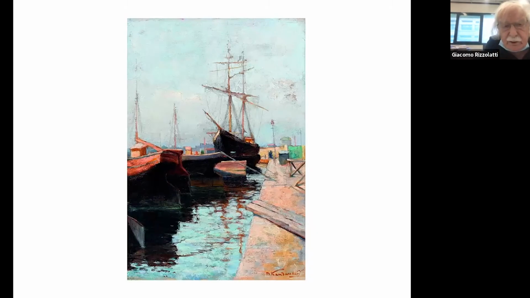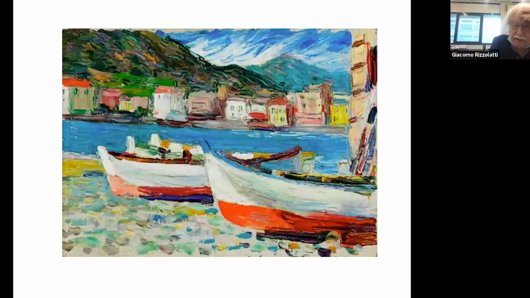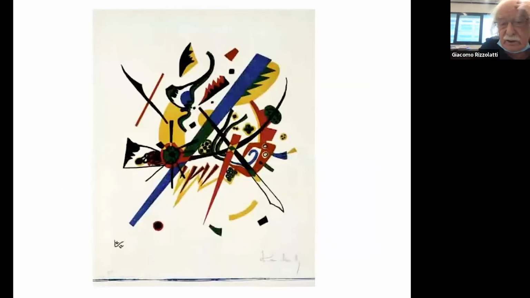Here is another painting of a great revolutionary painter, Vasily Kandinsky. When he was young, for family reasons, he went to Odessa, and that's the port of Odessa. I think it's a beautiful painting, but there is nothing revolutionary here. Now it's Kandinsky again, after a period he spent in France, so he changed his style, but still it's rather traditional. And here is Kandinsky when he created abstract art.